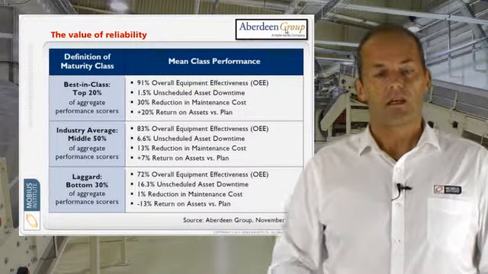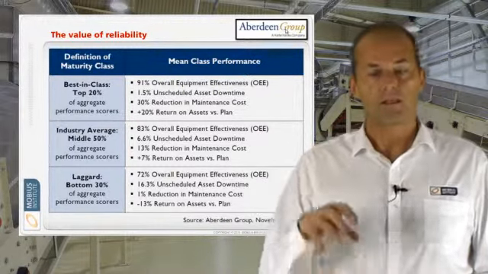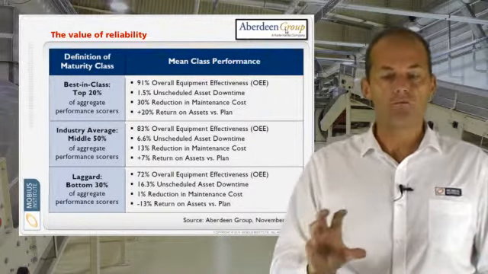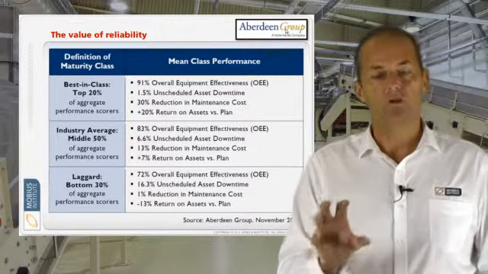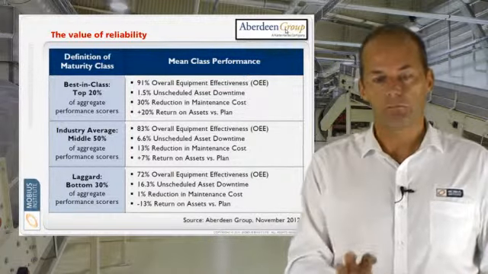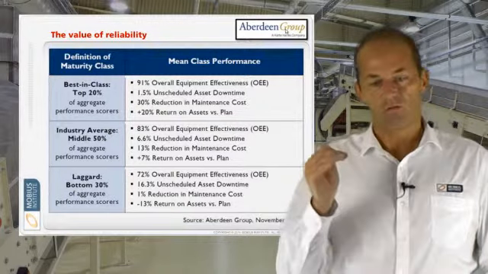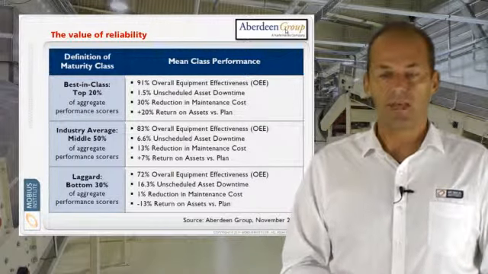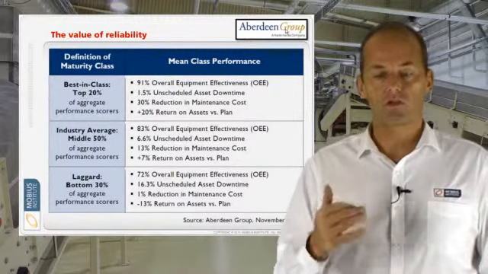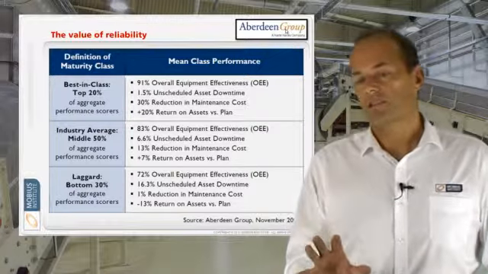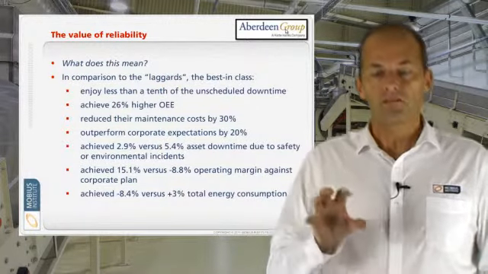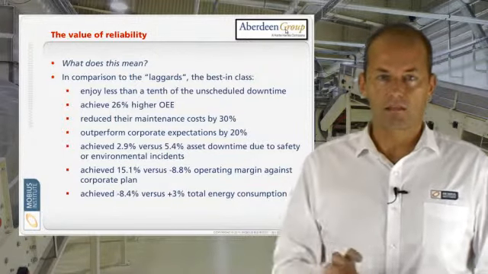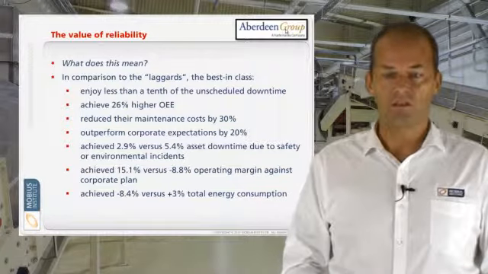In another study, they compared the best-in-class, the top 20%, to the middle average or industrial average organisations, to the laggard or bottom group. And you can see quite a remarkable difference in their OEE, the level of unscheduled asset downtime, a reduction in maintenance costs and so on. So another way to look at these numbers is to say, in comparison to the laggards, the companies that really haven't adopted any of these reliability improvement initiatives thus far.